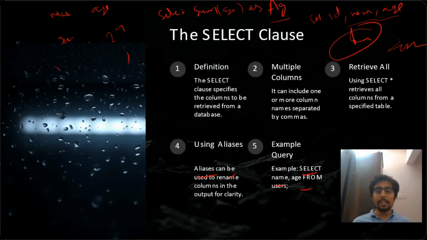And to make it clear that we are talking about this entire thing, we gave it an alias so we can use it anywhere to make it short. We don't have to write the sum of age all the time. So this is why we do that.